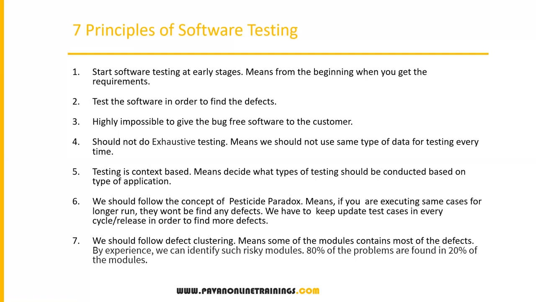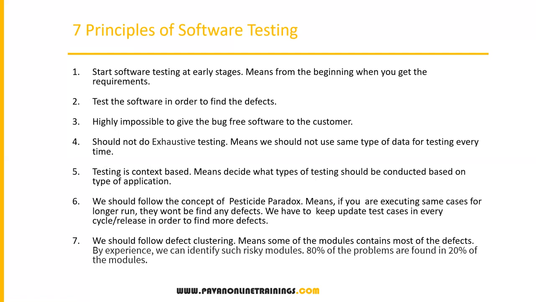Pesticide paradox means what? We have to keep upgrading test cases, keep adding a few test cases or modifying existing test cases. The same test cases should not be used for a longer run. Suppose your project is 10 months, and 10 months before you created some test cases. During those 10 months your application adds many features, some existing features get removed, and some get modified. Accordingly, you should also change your test cases. If you are not changing the test cases, you cannot find the defects in those changes in your application. So that is the sixth principle.